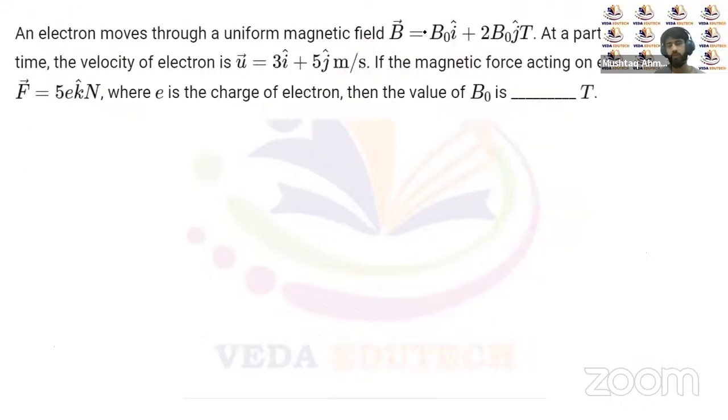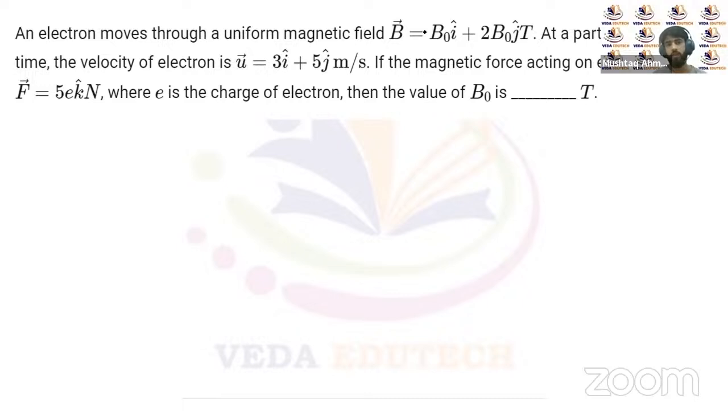Let's move on to another question. This is a very usual question. Such questions are very frequently asked in competitive exams, and this question was also asked in the January session of one of your competitive exams.